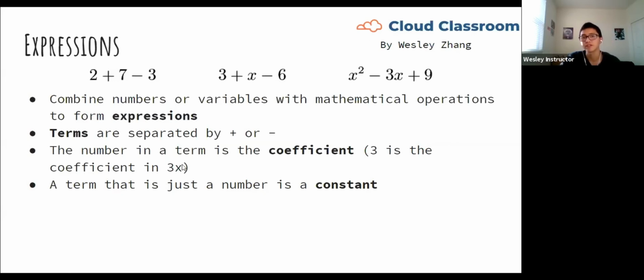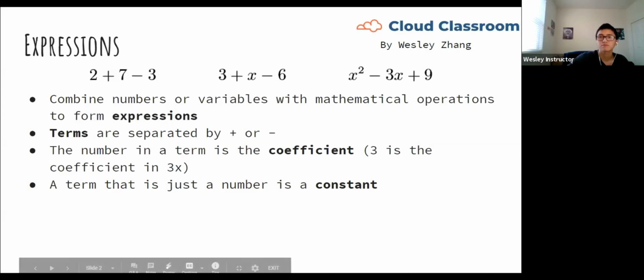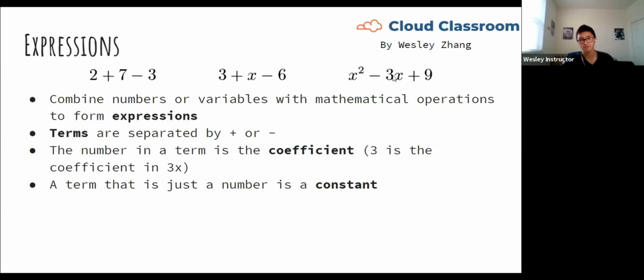All right, the number in a term is the coefficient. So for example, if you guys look at the rightmost expression, we have 3x. So the coefficient here is the number, and that's 3. So 3 is the coefficient in 3x. And a term that is just a number is a constant. So 2, 7, 3, 6, these are all constants.